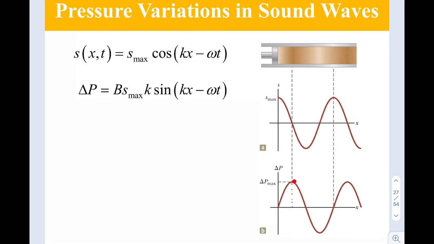Whenever p is 0 again, s for the molecules of the air will be maximum again, but in the negative direction. That is why s, the displacement of the gas element, is in terms of a cos function. However, when we talk about delta p, it is in a sin function; it's opposite.